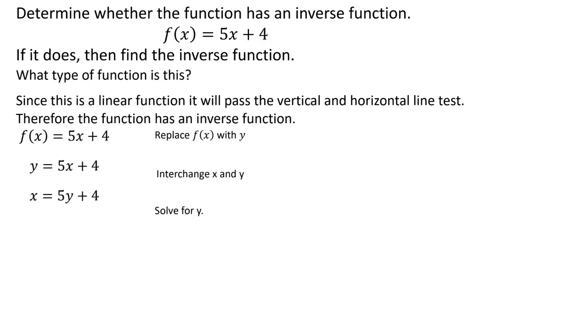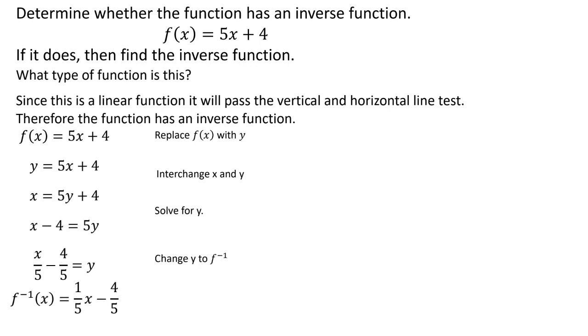So now I have x is equal to 5y plus 4. And to solve, I'm going to solve for y. So I'm going to subtract 4 on both sides. And then I'm going to divide by 5 on both sides. So I get y is equal to x over 5 minus 4 fifths.